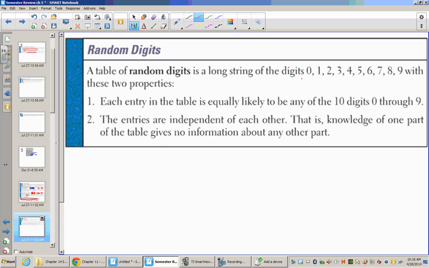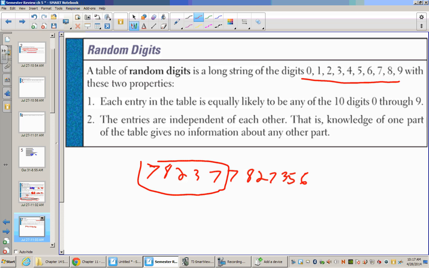Now, sometimes we use random digits, and if there's a random digit table, it would look like this. And you can't generate random digits. Usually there's some sort of thing that makes it not random. But random digits in the long run will have an equal distribution of each of the values, or pretty similar distribution.